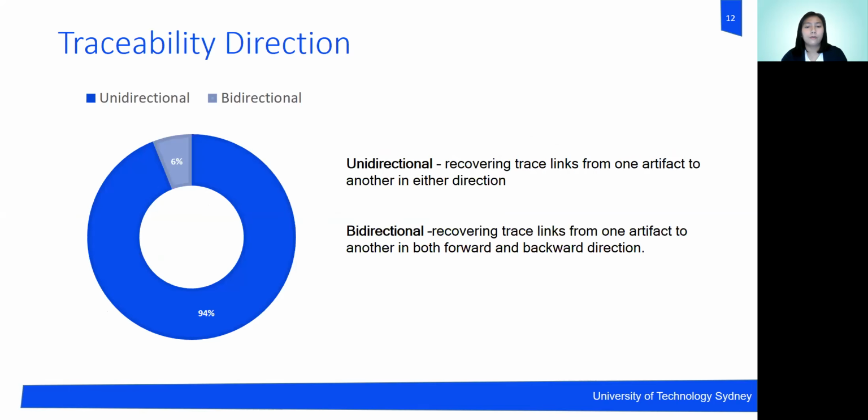In terms of trace direction, we found 2 types of trace direction experimented in the study. As you can see from the donut chart on the left, majority of the study validated their approach in unidirectional way by recovering the link between 2 artifacts in either backward or forward direction. And only 6% experimented the effectiveness of their approach in bidirectional way.